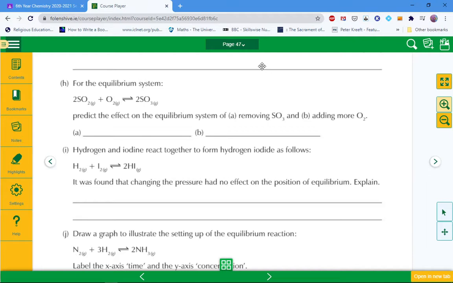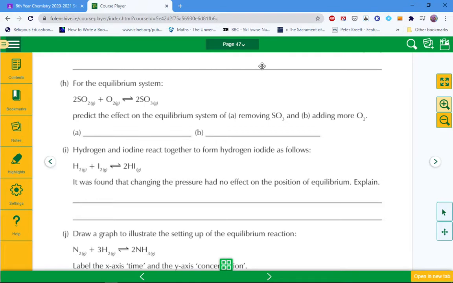Look at both sides. There is 1 volume of hydrogen plus 1 volume of iodine. So that's 2 volumes on the left-hand side. There are also 2 volumes of hydrogen iodide on the right-hand side, meaning that the left and the right-hand side have the same number of volumes. So therefore, there's no smaller side to go to when you increase the pressure, and there's no larger side to go to when you decrease the pressure.